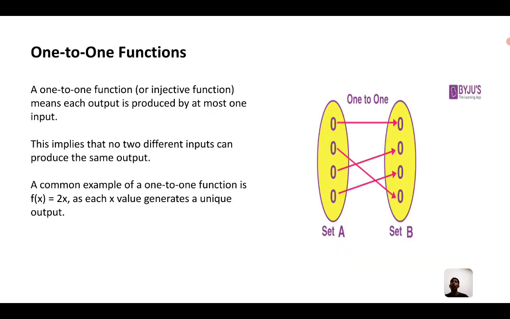One-to-one function. A one-to-one function, or injective function, means each output is produced by at most one input. This implies that no two different inputs can produce the same output. A common example of a one-to-one function is f(x) = 2x, as each x value generates a unique output.